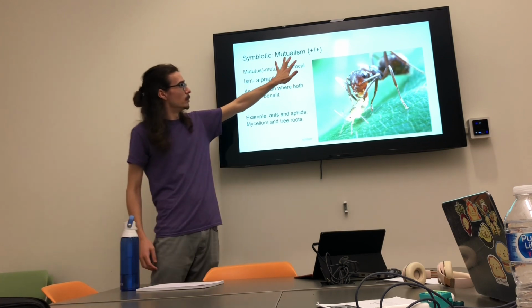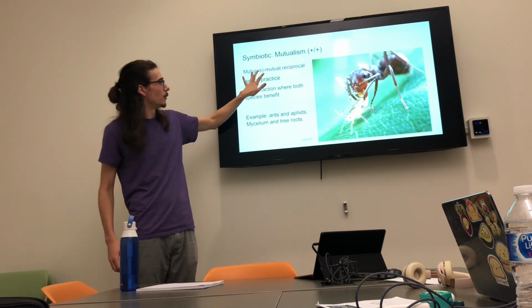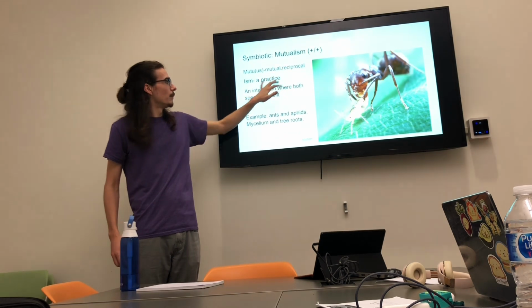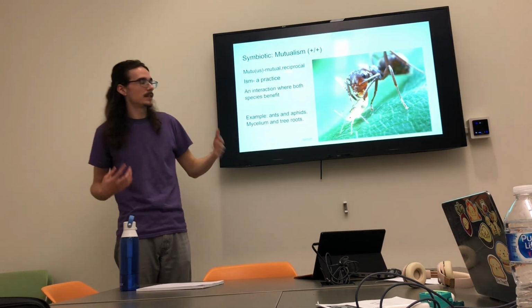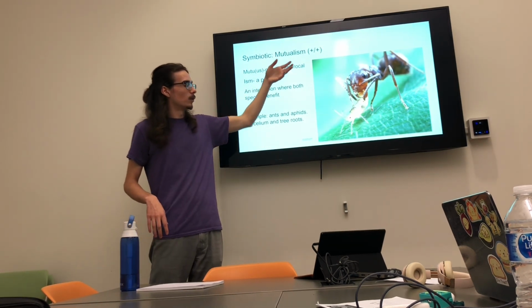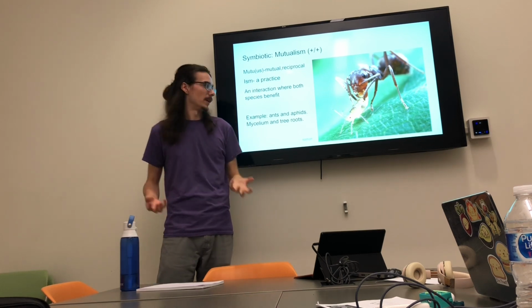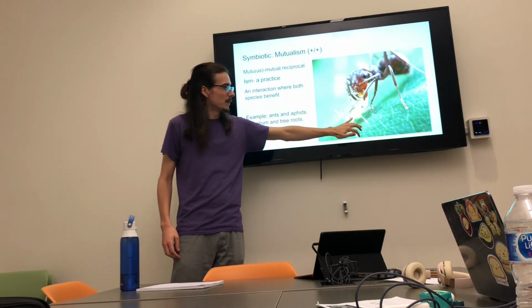And the first one we'll look at is mutualism. If we break it down, mutus being mutual or reciprocal, ism is just kind of an ending for a practice. So it's a mutual practice, or it's reciprocal. Both of these species are gaining from this. My favorite example, it has to be ants and aphids.